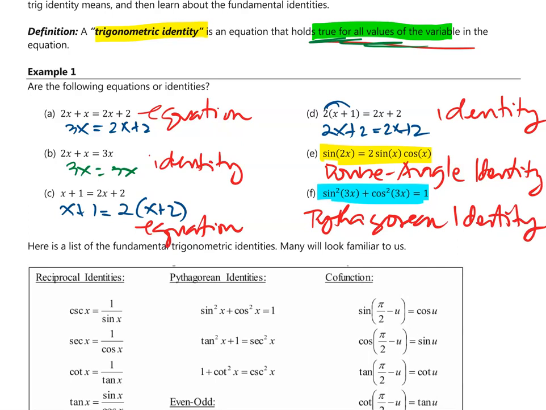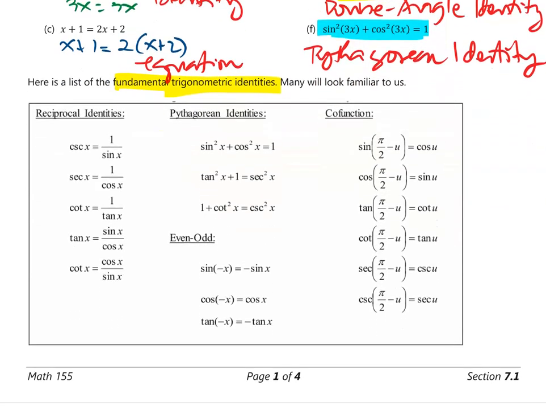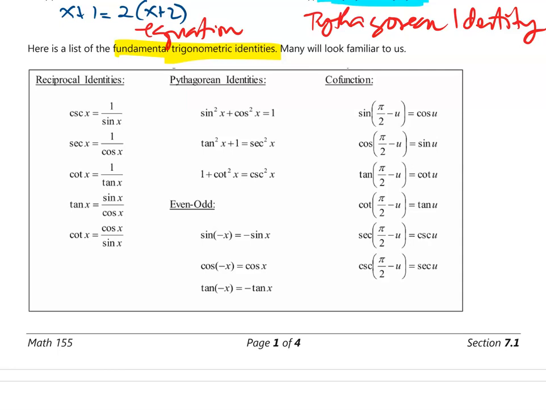Okay. Next, here's a list of the fundamental trigonometric identities. Many will look familiar to us, like the reciprocal identities. I'm pretty sure that you remember most of this. So cosecant is 1 over sine, secant is 1 over cosine, cotangent x is 1 over tangent x, tangent is sine over cosine, and cotangent is cosine over sine.